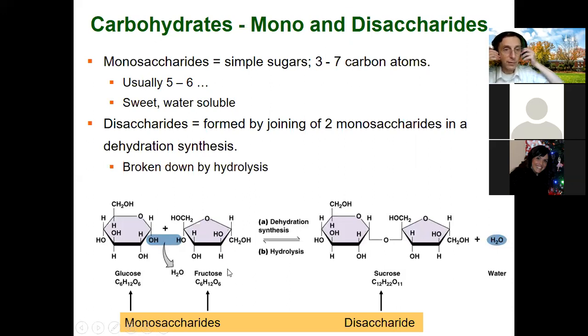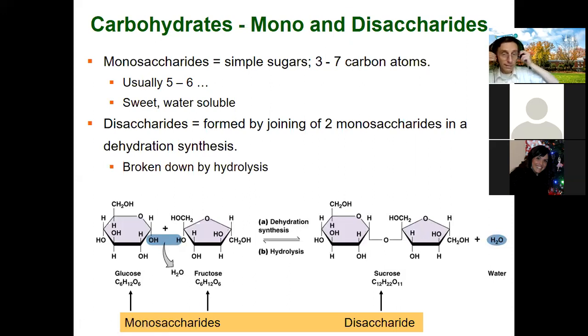Both fructose and glucose have the chemical formula C6H12O6. They're both monosaccharides. They're both sweet, so they're both simple sugars. But fructose is much sweeter than glucose. Any question about that?